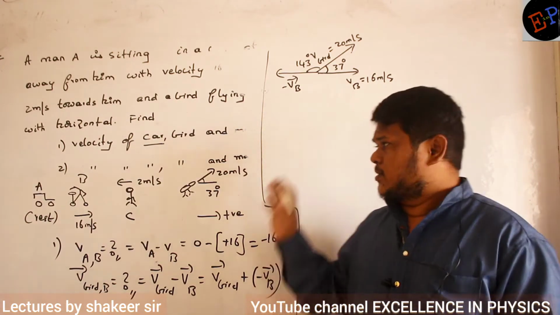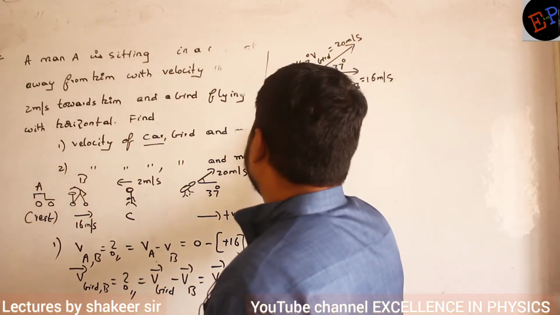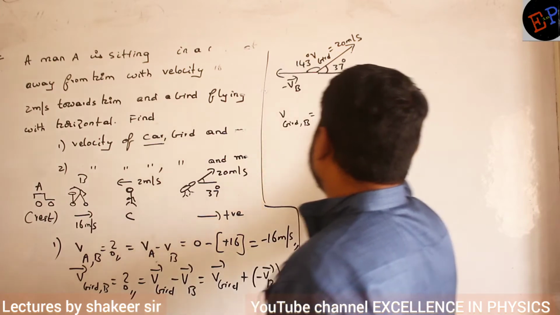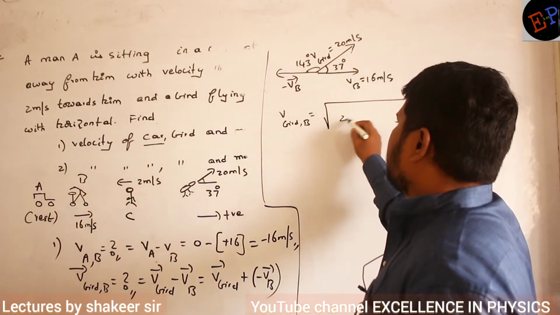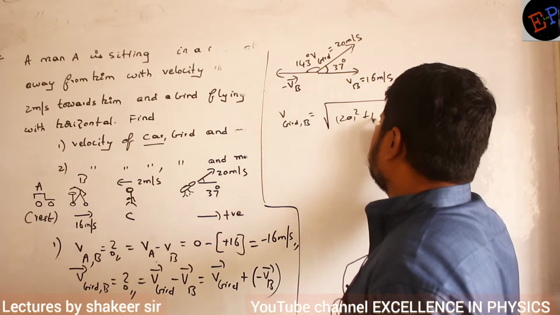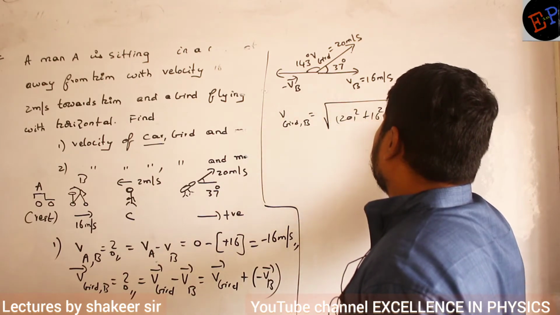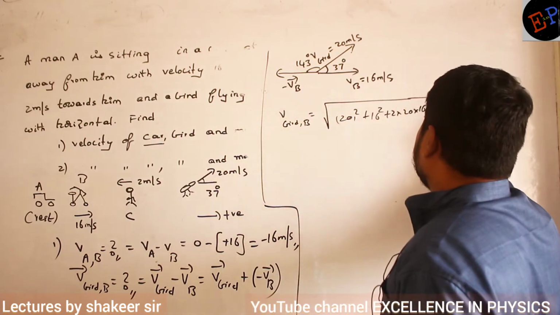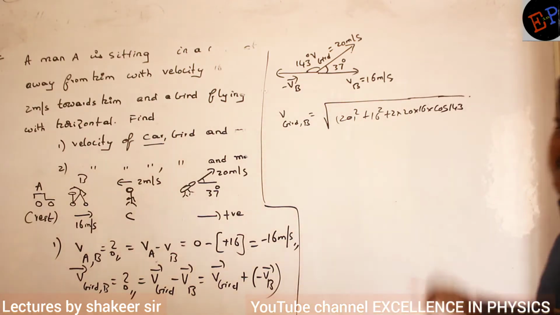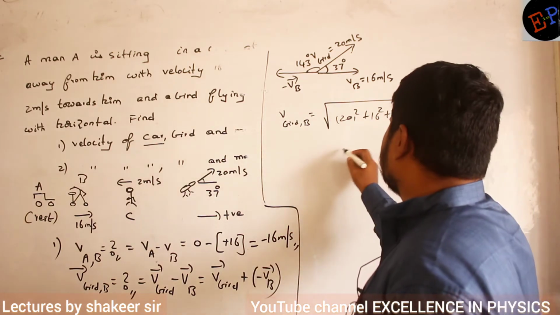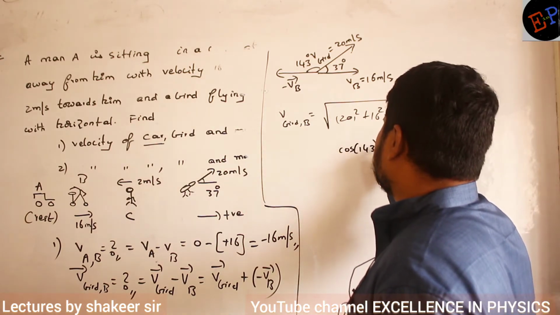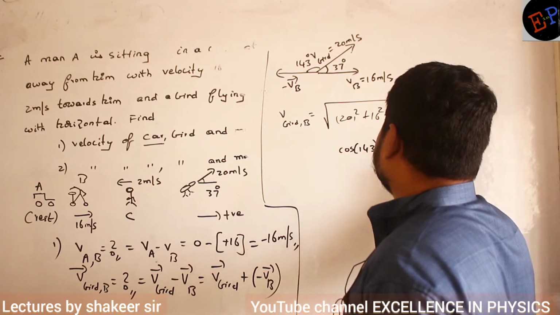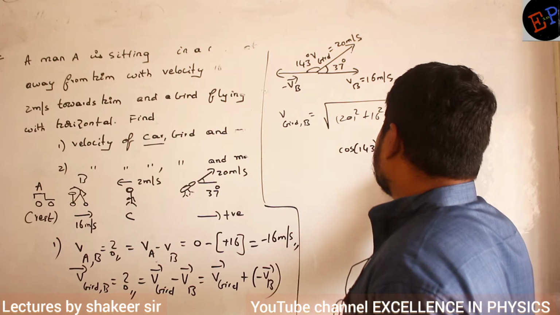Are you able to understand? So do the calculation. Relative velocity of bird with respect to B is square root of 20 square plus 16 square plus 2 into 20 into 16 into cos of this angle, cos 143. You can solve this one. Cos 143 can be solved as cos of 180 minus 37. So therefore, it is cos 37.